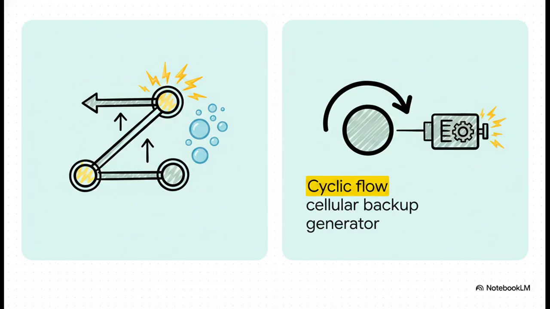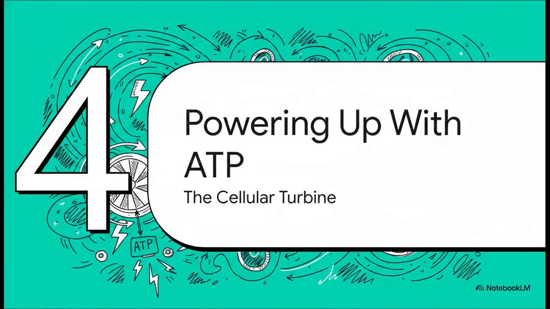This is called cyclic photophosphorylation. Think of it as the cell's backup generator. Its only job is to pump out extra ATP to keep the lights on, without making any NADPH or releasing any oxygen.